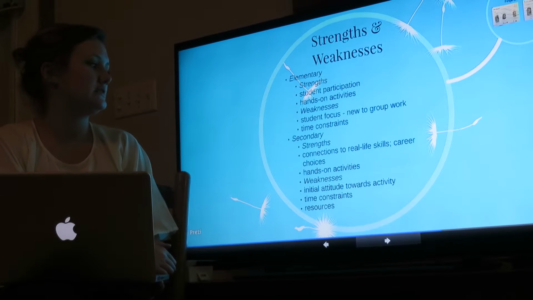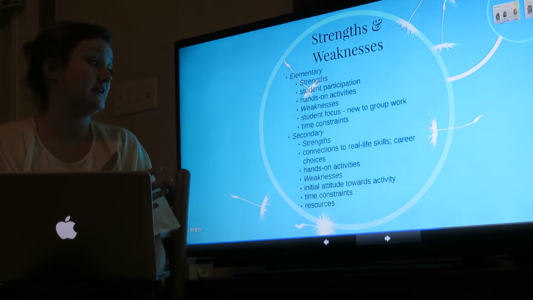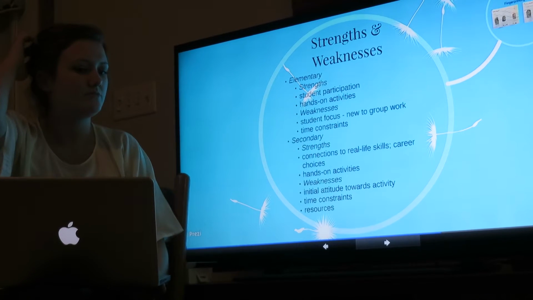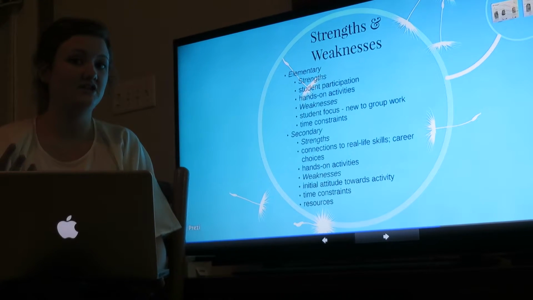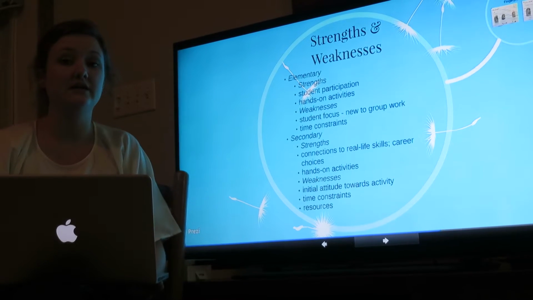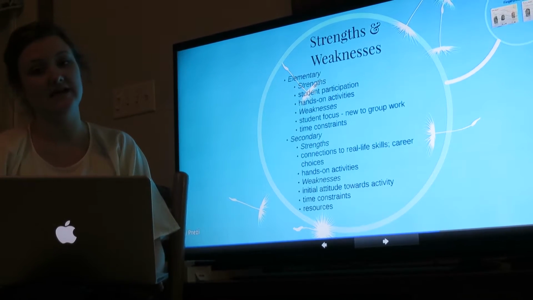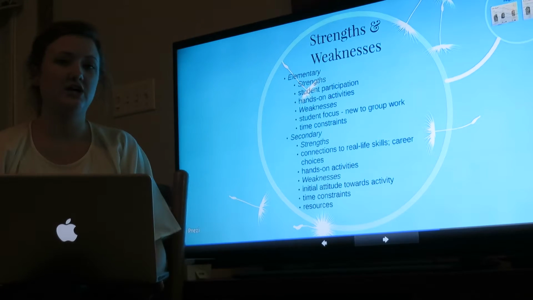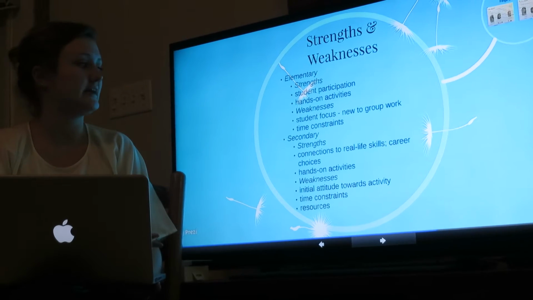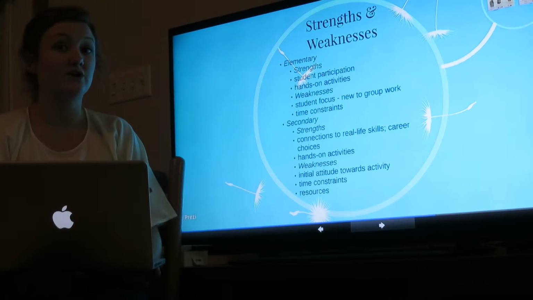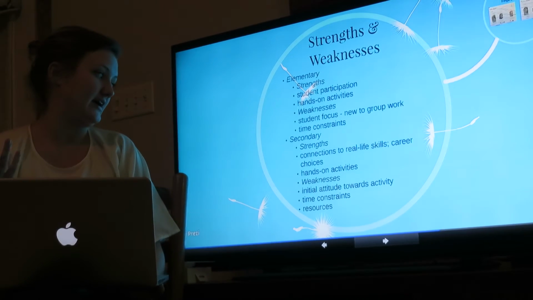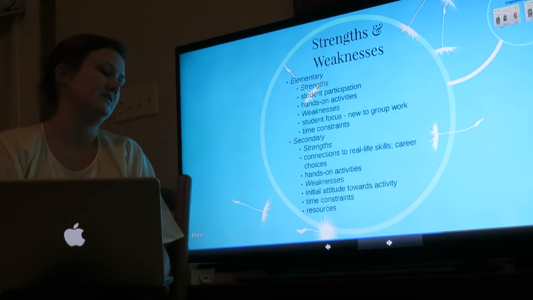The secondary level, the strengths were the ability to connect to real-life skills and career choices. So with the fingerprinting activity and classification that way, we were able to touch on police and investigators, private detectives, lawyers, judges, all different career choices in the future that will use these kinds of classification skills. So that was something really cool for them to see, and we were able to talk about crime shows, which is something that they watch. So that was very interesting. And then again, hands-on activities was a strength.